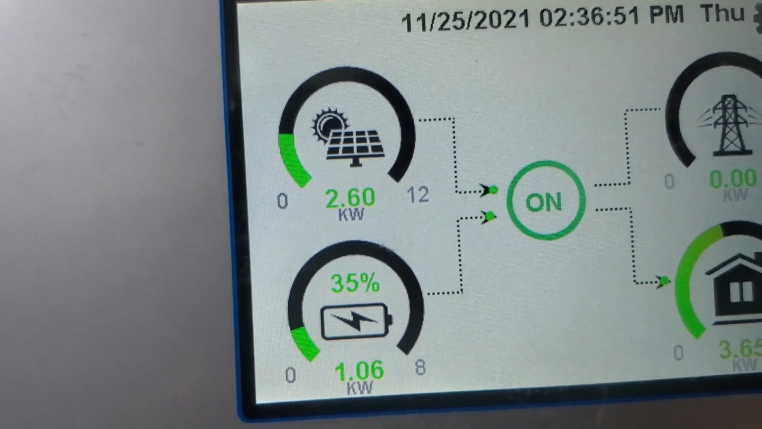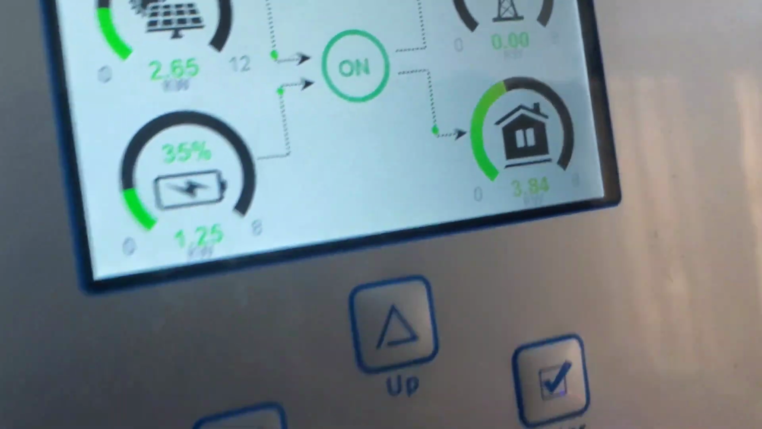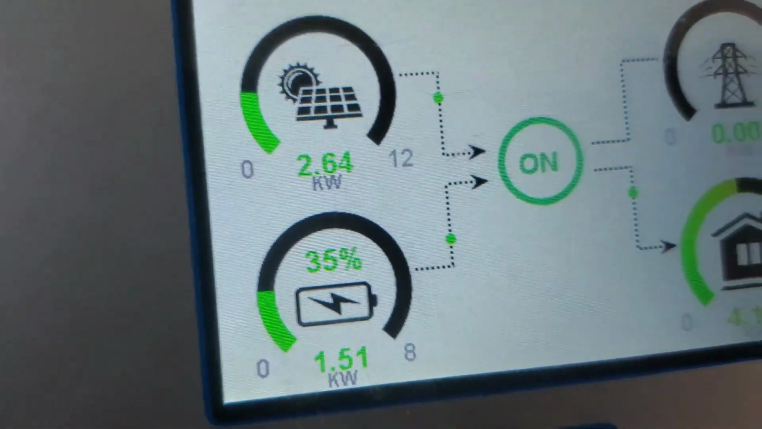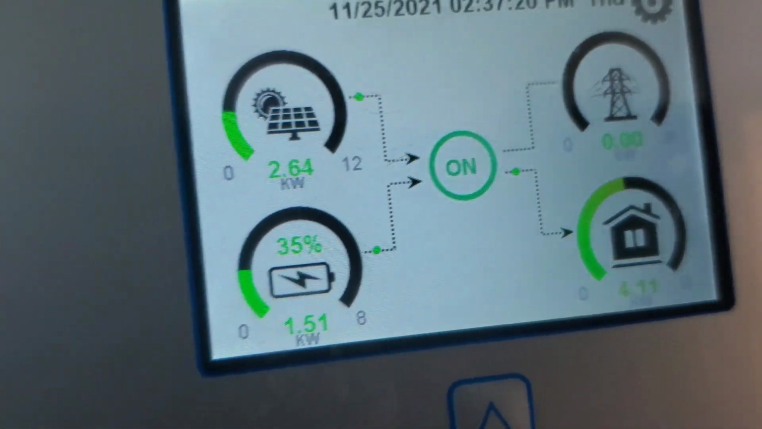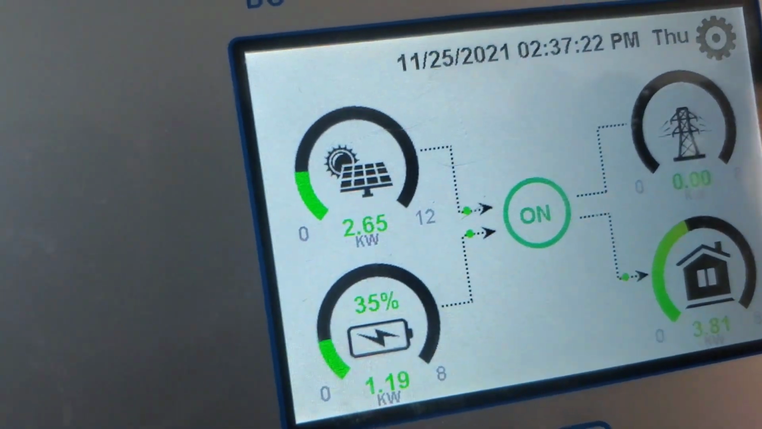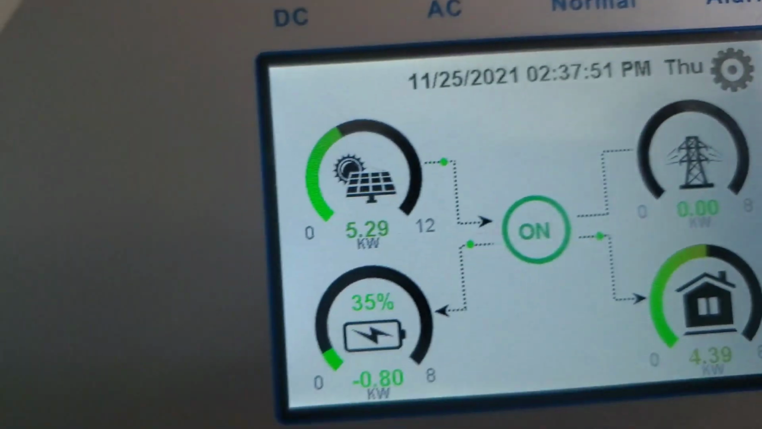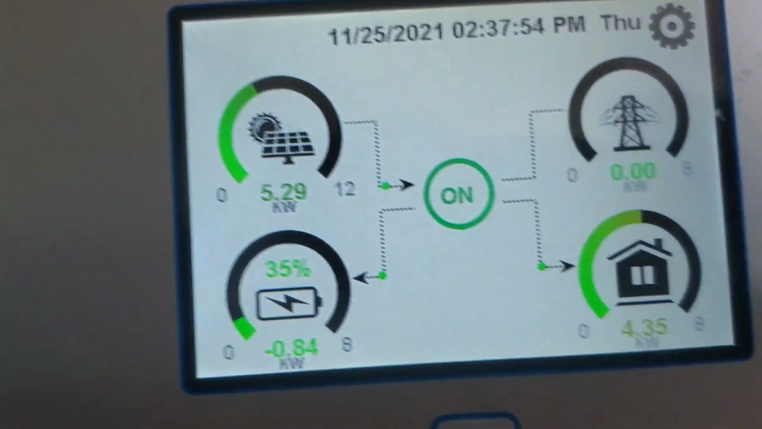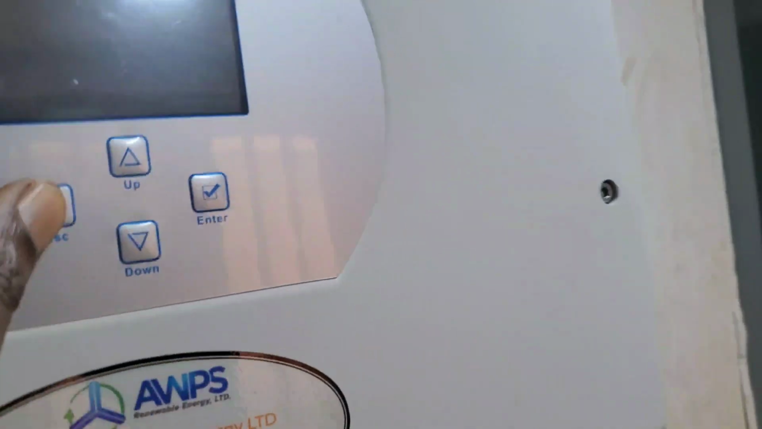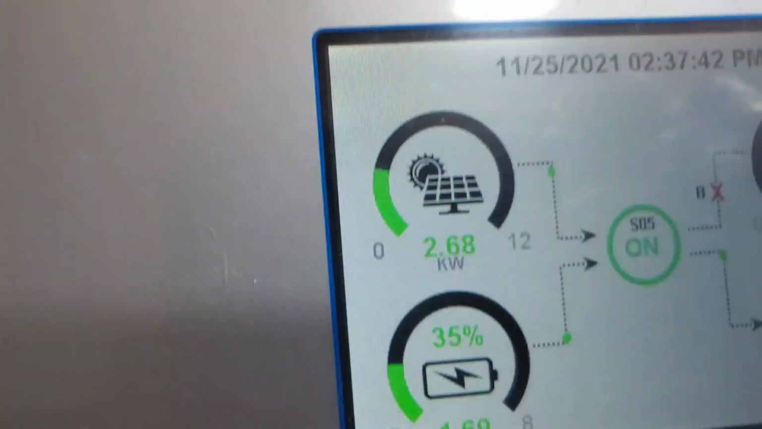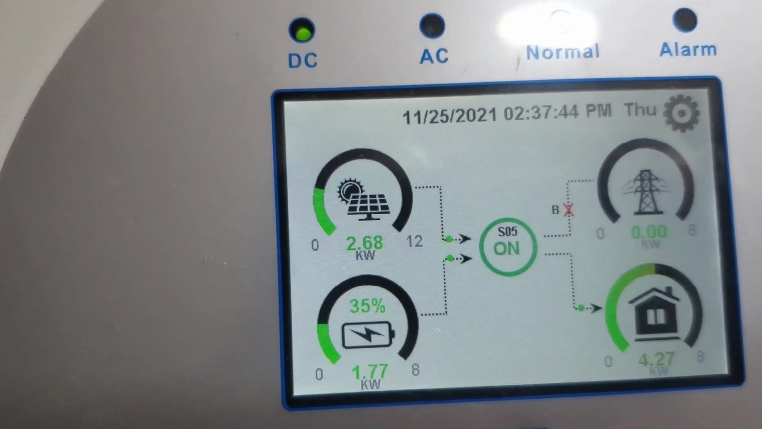So here, this is 2.6. 3.78, so the load dropped a little bit. 2.65, this is one of the slaves. Load is 4.11. Load is different on this one than it is on this one. And then this is 5.29, 4.35 is what the load is, 4.15 now. This one is 2.68, 4.27.